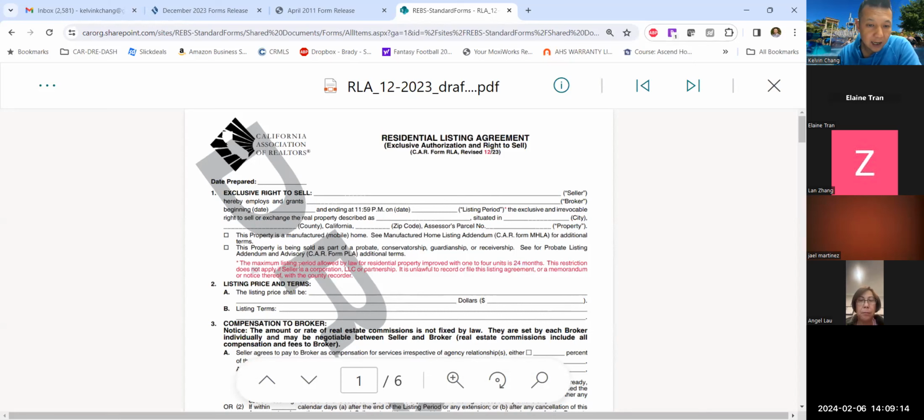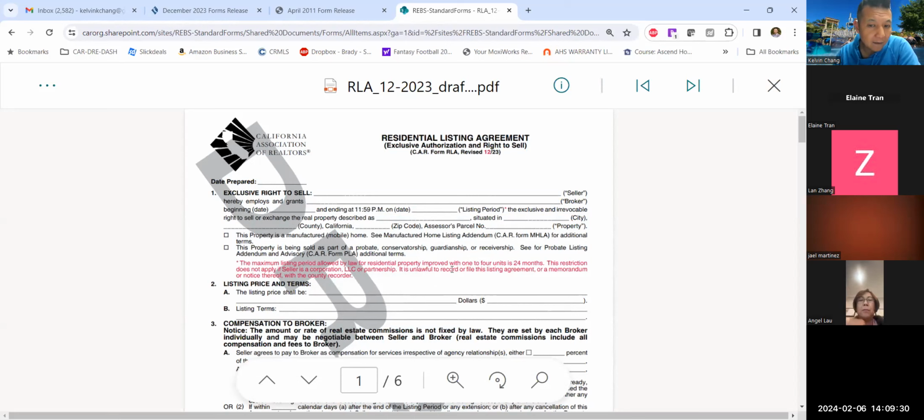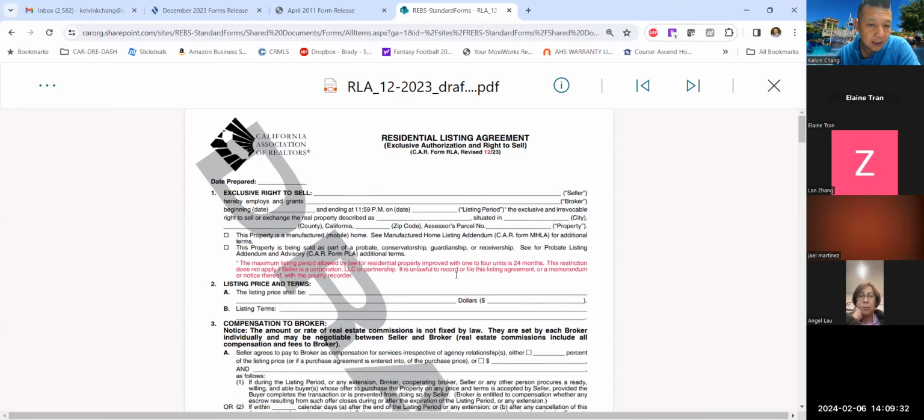This does not apply if the seller is a corporation, LLC, or partnership. So it's only if it's individuals, really. The other item that's changed: it is not lawful for any broker or listing agent to record this document with the county recorder's office. You cannot try to place a lien against a seller who failed to pay your commission or whatnot. So we do not record listing agreements against the property's title. Does that make any sense, or any questions?